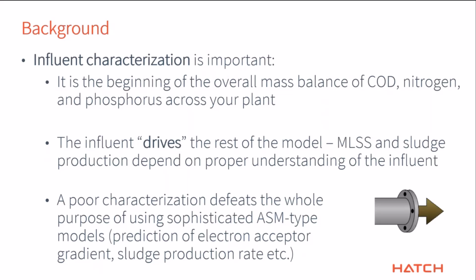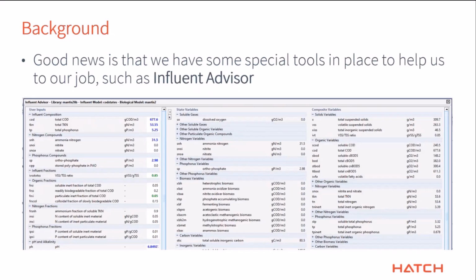So for the most part, okay, the good news, I know that all sounds like, oh, what are we going to do now? The good news is that we have a bunch of tools inside our software to help us do our job, and one of those is Influent Advisor. It is in fact the menu where you enter in everything, and if you've built a GPS-X model before, as part of our tutorials or your regular work, you have of course opened up this menu and entered in a bunch of information.